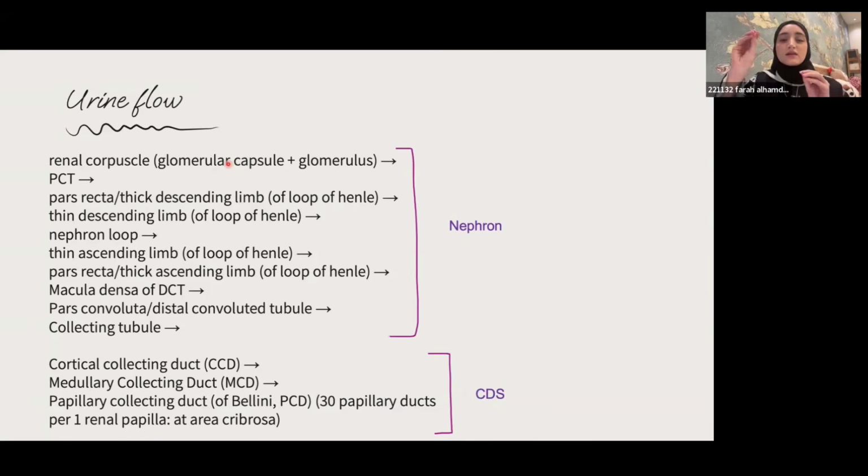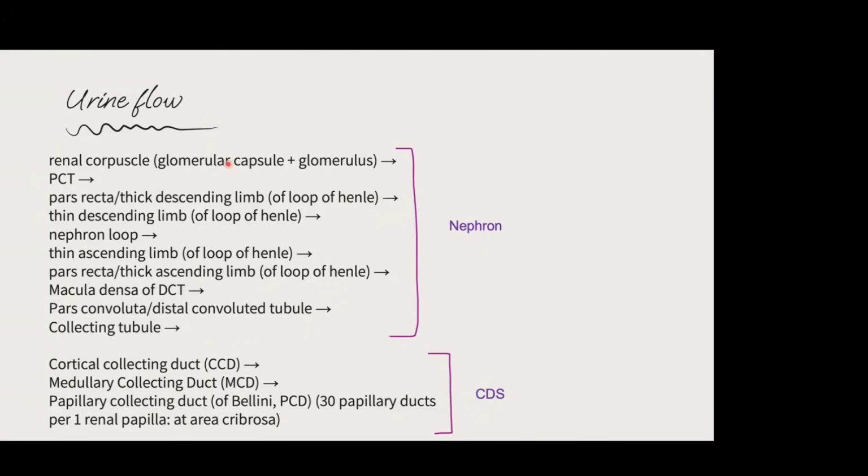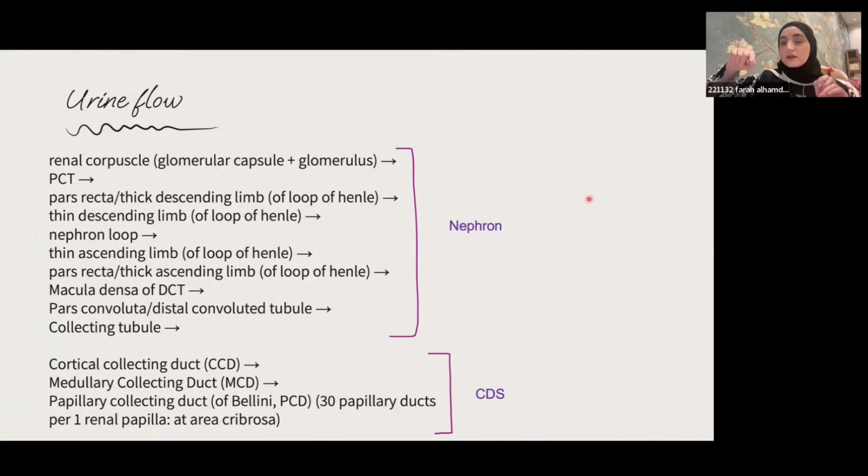then the macula densa of the distal convoluted tubule, which I'll talk about later, okay? And then the distal convoluted tubule, or the pars convoluta of the distal convoluted tubule, and then the collecting duct. From there, this is the nephron.